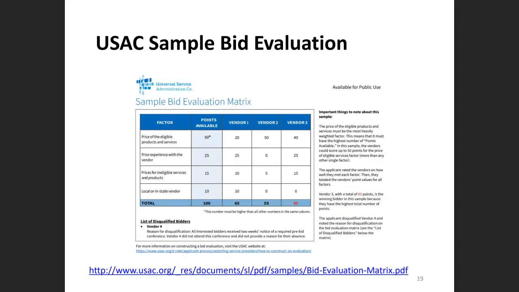So when you reach the 28 calendar days for your allowable contract date, you'll receive an email from USAC that will include a copy of their sample bid evaluation. It's also linked on the USAC website for you to access anytime. This is just an example. It's not the end-all be-all example, but it does correctly show a version where the E-rate eligible cost is the primary factor.